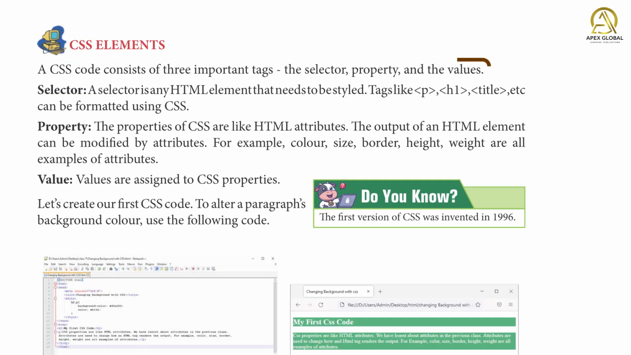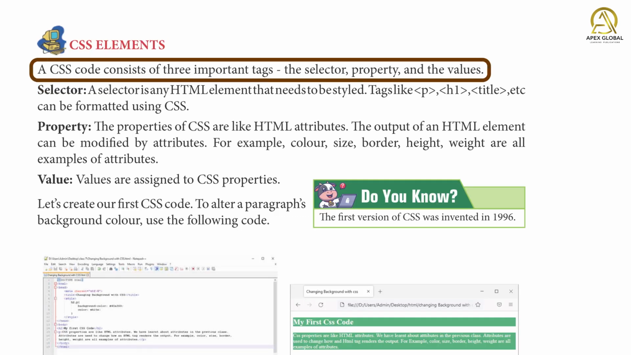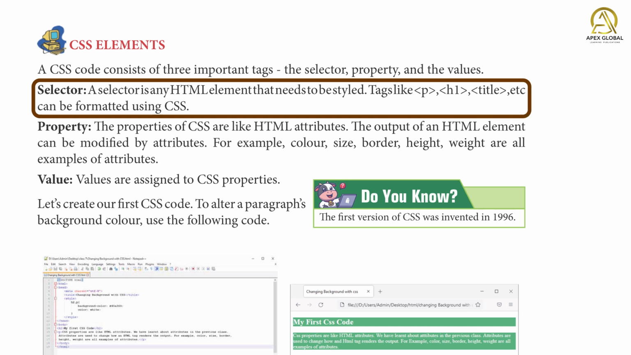CSS elements. A CSS code consists of 3 important parts: the selector, property, and the value. Selector. A selector is any HTML element that needs to be styled. Tags like P, H1, title, etc. can be formatted using CSS.